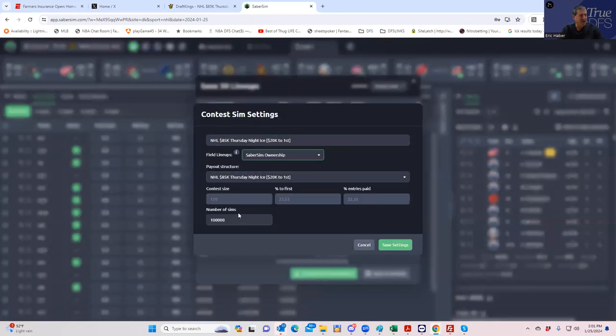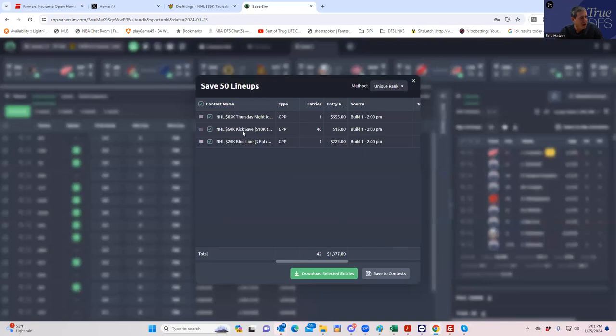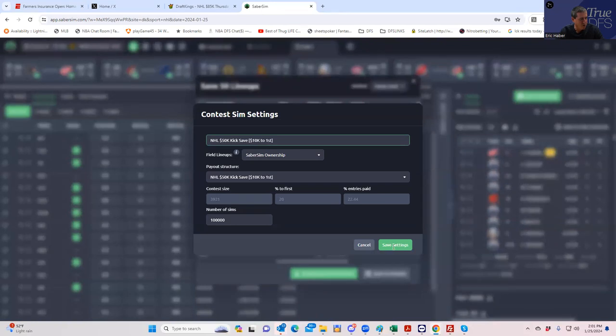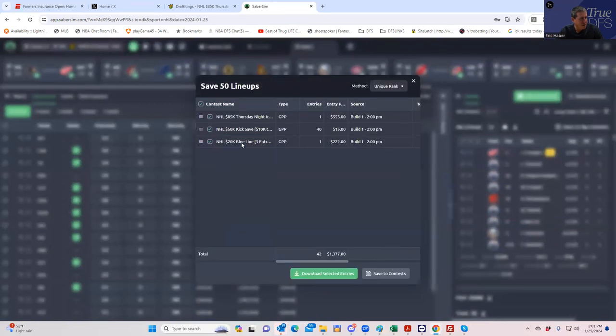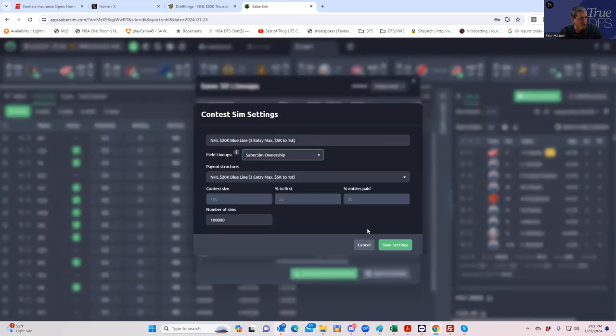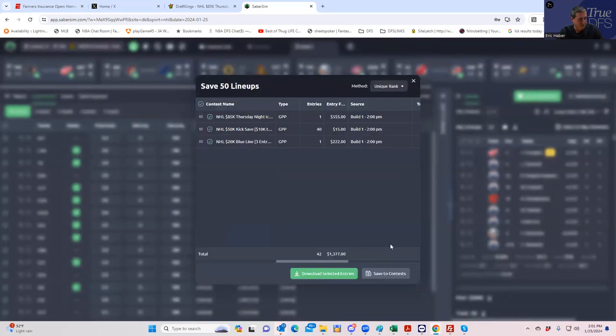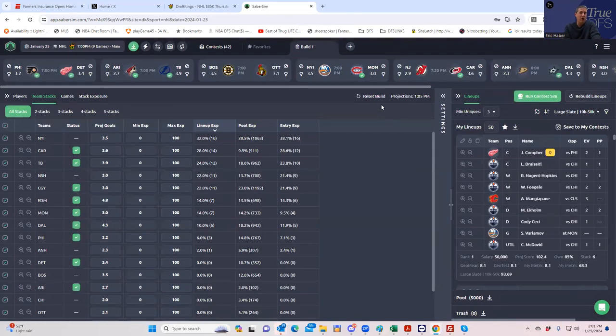It's going to save all the data on the contest, so that when we run our simulation, it's going to create a field of lineups to compare our 5,000 lineups against. The idea being that it takes into account ownership and leverage and stuff like that. It's just a little bit better than your Saber score builds normally, at least in theory. We don't really know if this field of lineups is accurate, but it's at least an attempt.